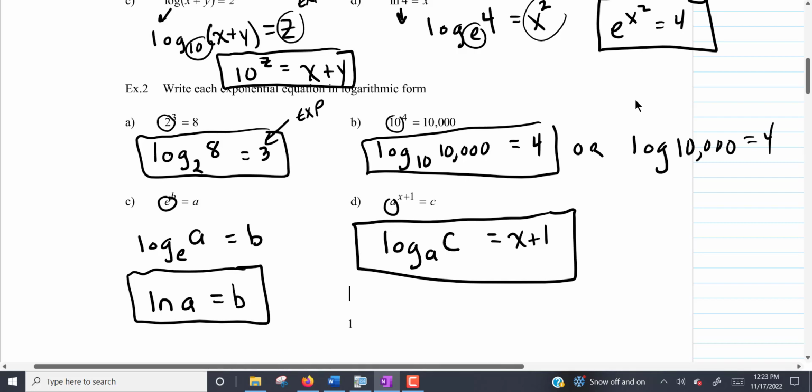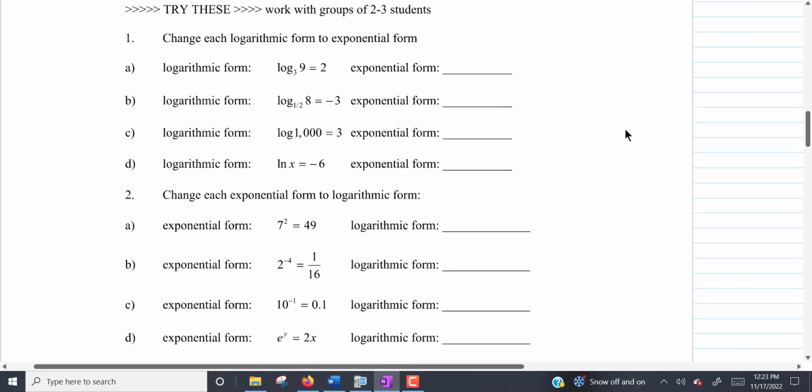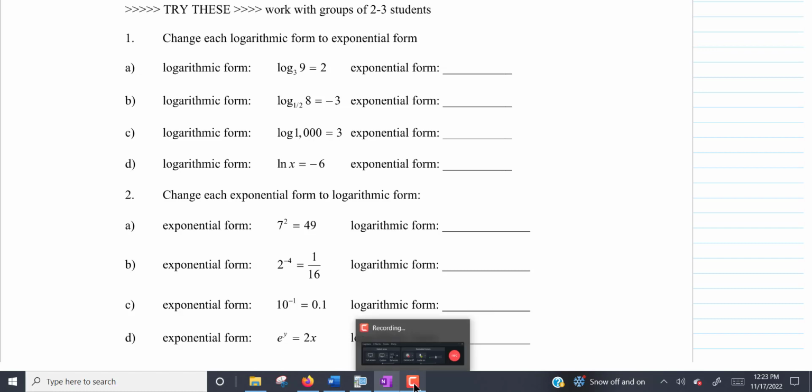All right, I'm going to let you go to the next page and fill these in. I'll give you a few minutes to fill this in and see if you can do this okay. There's only really 2 major things you need to learn how to do in this section. One of them is just how to change one form to the other.